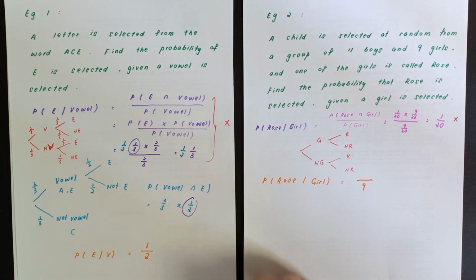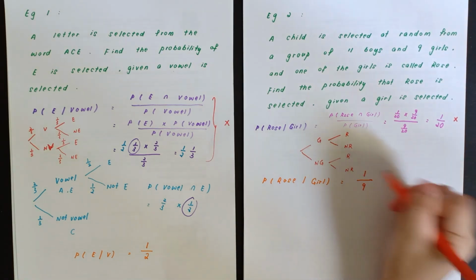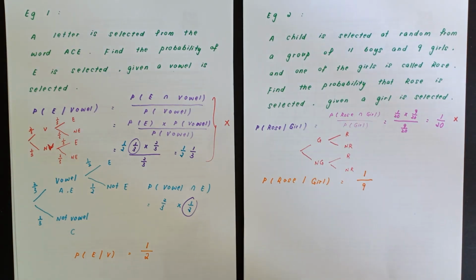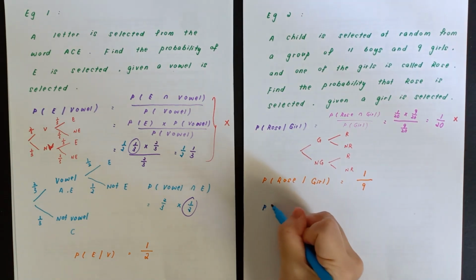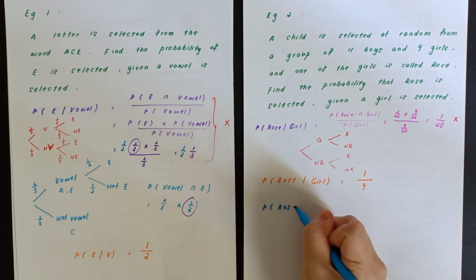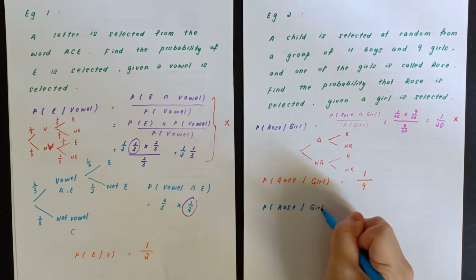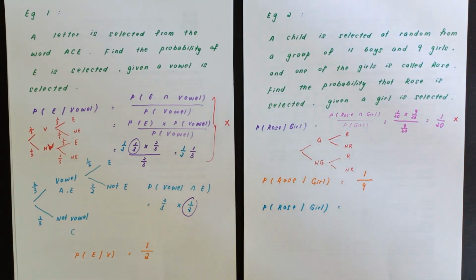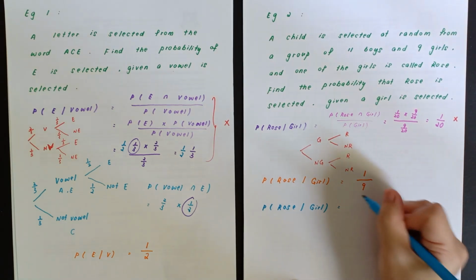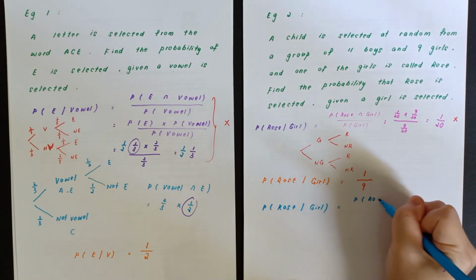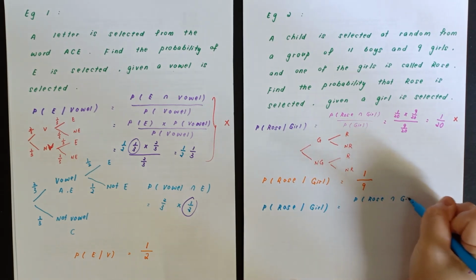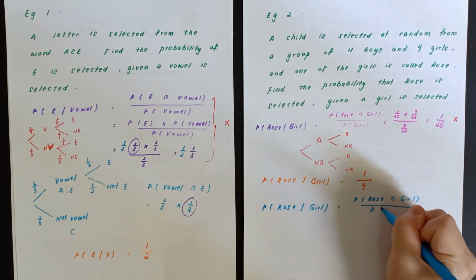So for you to get a girl out of this 9 girls, whose name is Rose, it is 1 over 9. Okay, so let's see, if you want to use this method, can you do that? Yes, why not? If you want to do that, then you must make sure that you draw the correct thing. So the probability for me to get Rose, given that the student selected is a girl, I'll write as probability of Rose and girl over probability of girl.